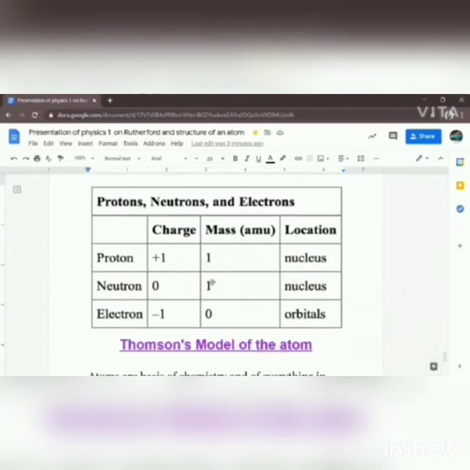This is the table. Protons: charge is +1 and mass is 1, location is in the nucleus. Neutrons: charge is none, mass is 1, and location is in the nucleus. Electrons: charge is -1, mass is negligible, and location is in orbitals.